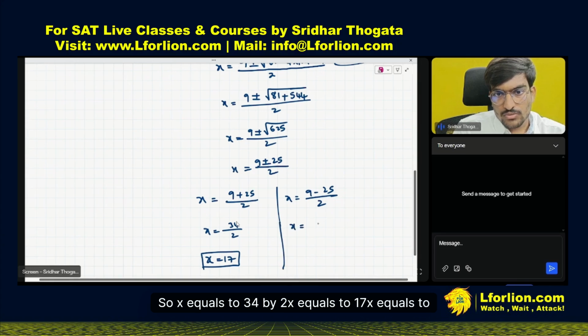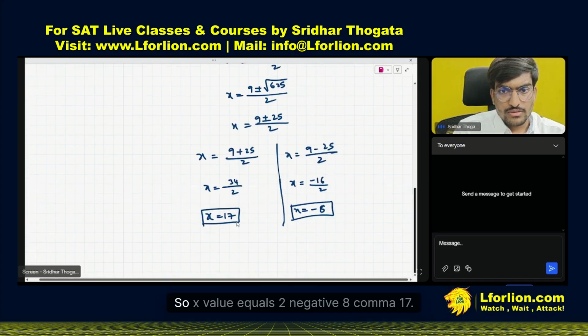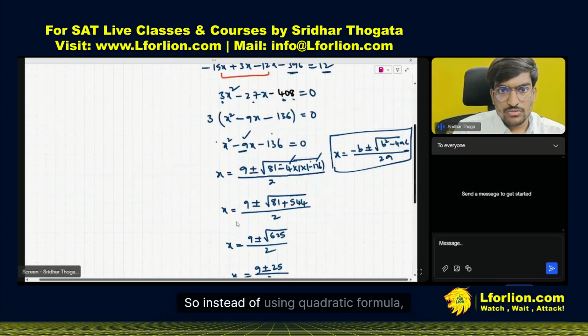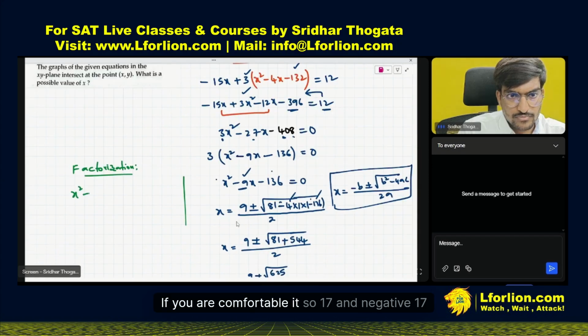X equals 16 divided by 2. X equals negative 8. So the x values are negative 8 and 17. Instead of using the quadratic formula, you can use factorization as well if you are comfortable.